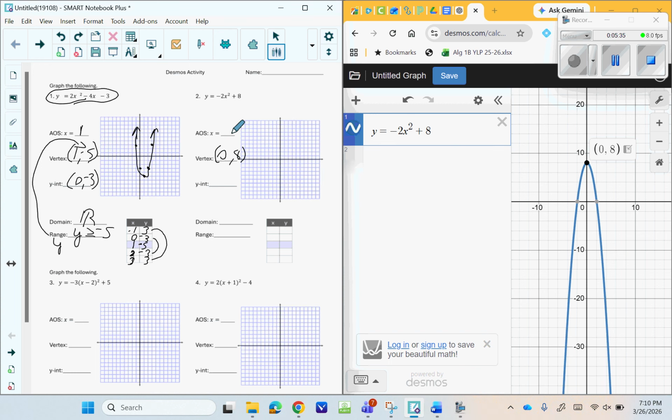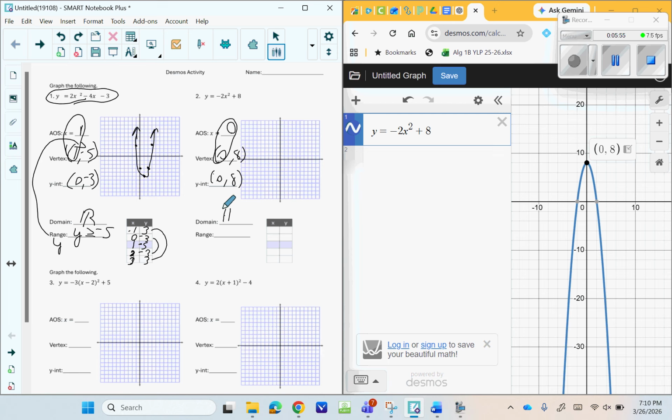And our axis of symmetry is always going to match the x value of our vertex. So like right here and right here, those are always the same. This one is unusual because it's also where it crosses the y-axis. So these are also the same. But that is not always the case.